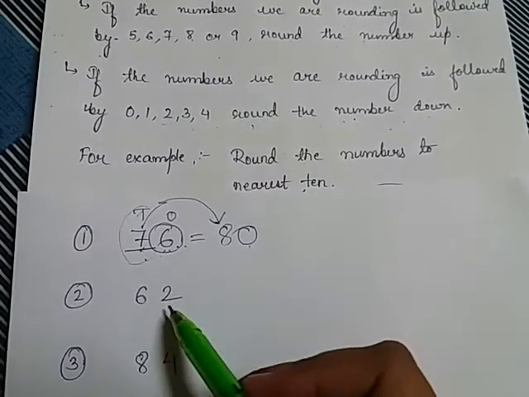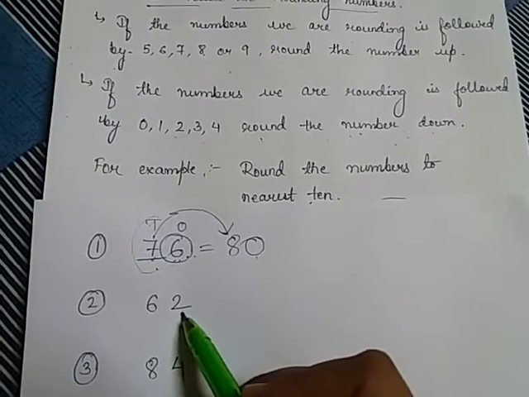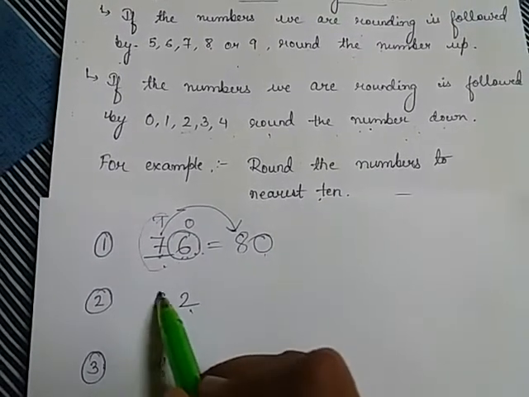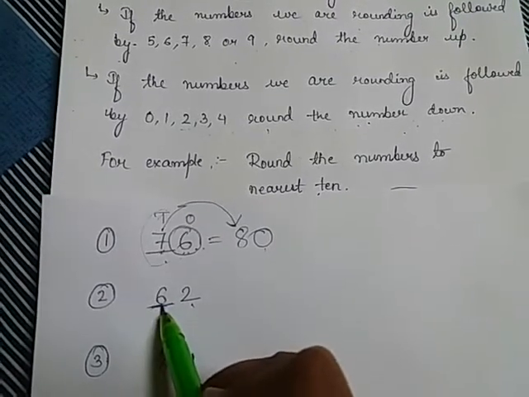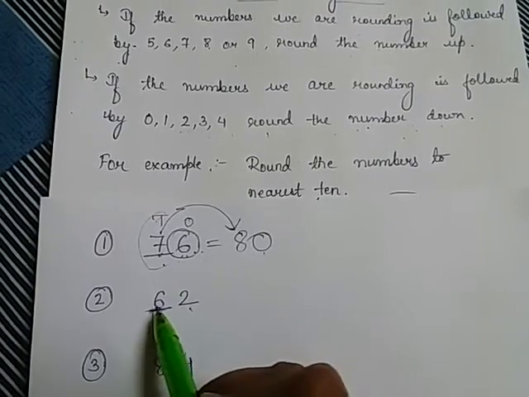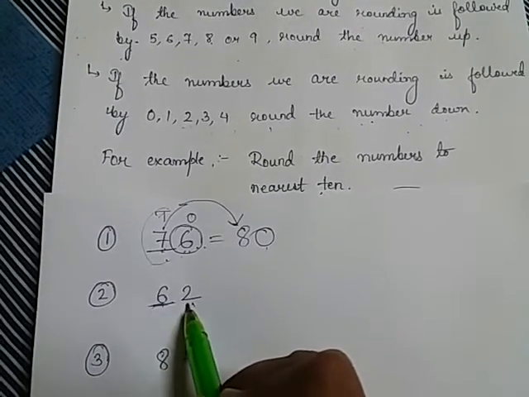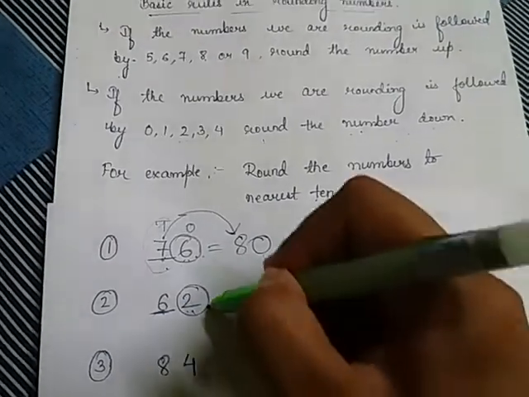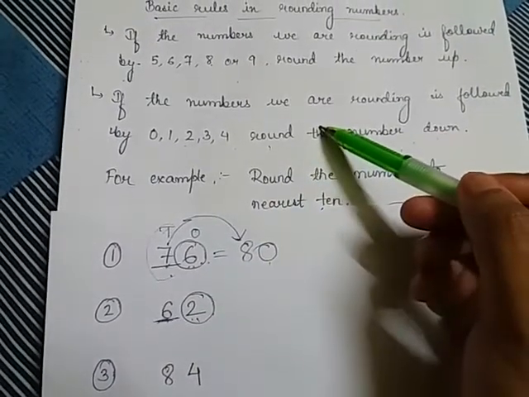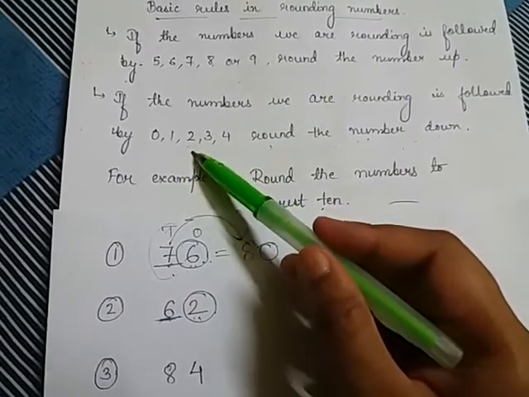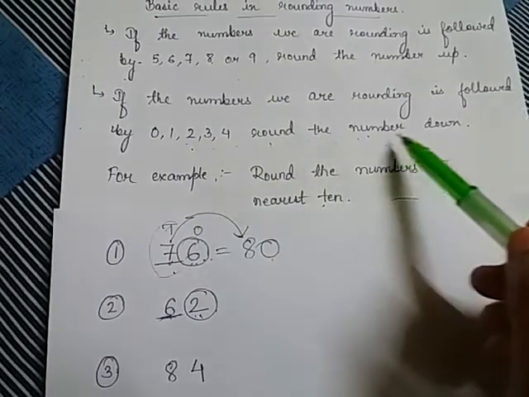Now let's move to the second number. Here also the digit that we have to round is 6, which is at the tens place. In order to round this digit, we have to see the digit just to the right of it, which is 2. Then we have to see whether this 2 falls under this category or that category. We can see 2 comes here. That means we have to round the number down.